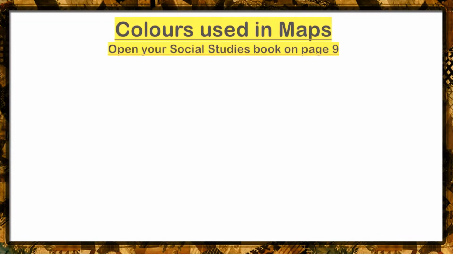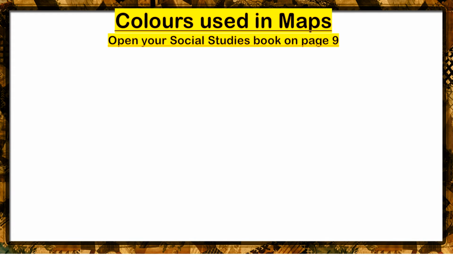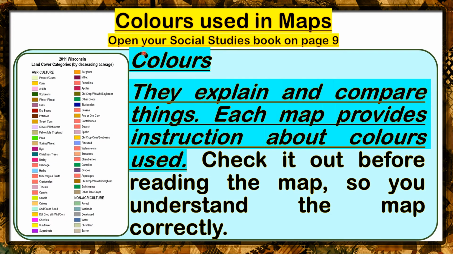Let us study the different colors used in maps. Open your social studies book on page 9. Colors. They explain and compare things. Each map provides instructions about colors used. So check it out before reading the map so you understand the map correctly.